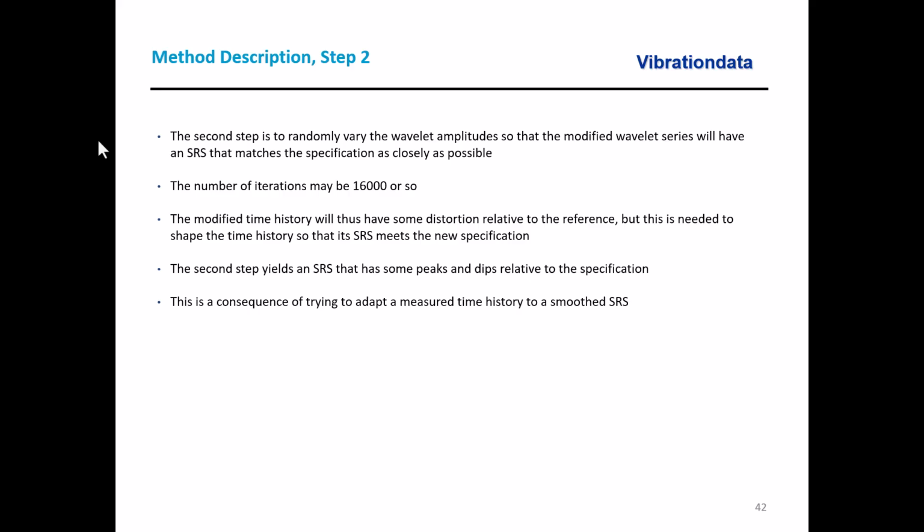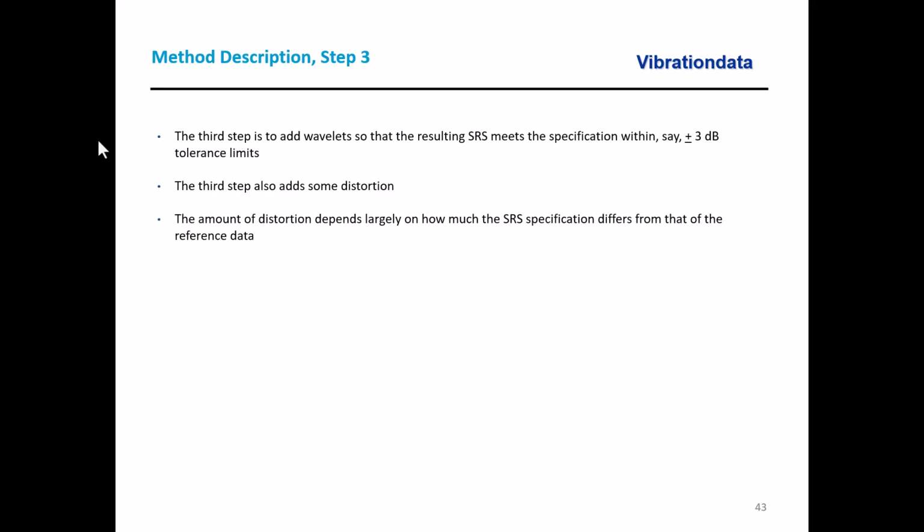The number of iterations may be 16,000 or so. We'll probably use a different number though. The modified time history will thus have some distortion relative to the reference time history, but this is needed to shape the time history so that the shock response spectrum then meets the new specification. The second step yields a shock response spectrum that has some peaks and dips relative to the specification. This is a consequence of trying to adapt, or bend and stretch, a measured time history to fit a smooth SRS, but we can deal with that.